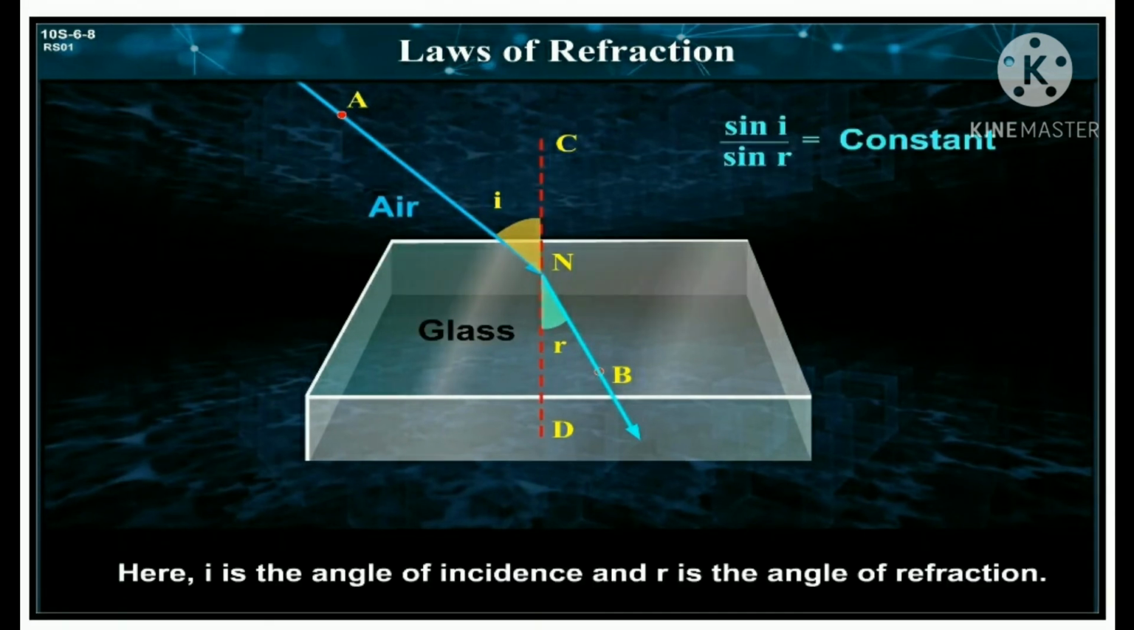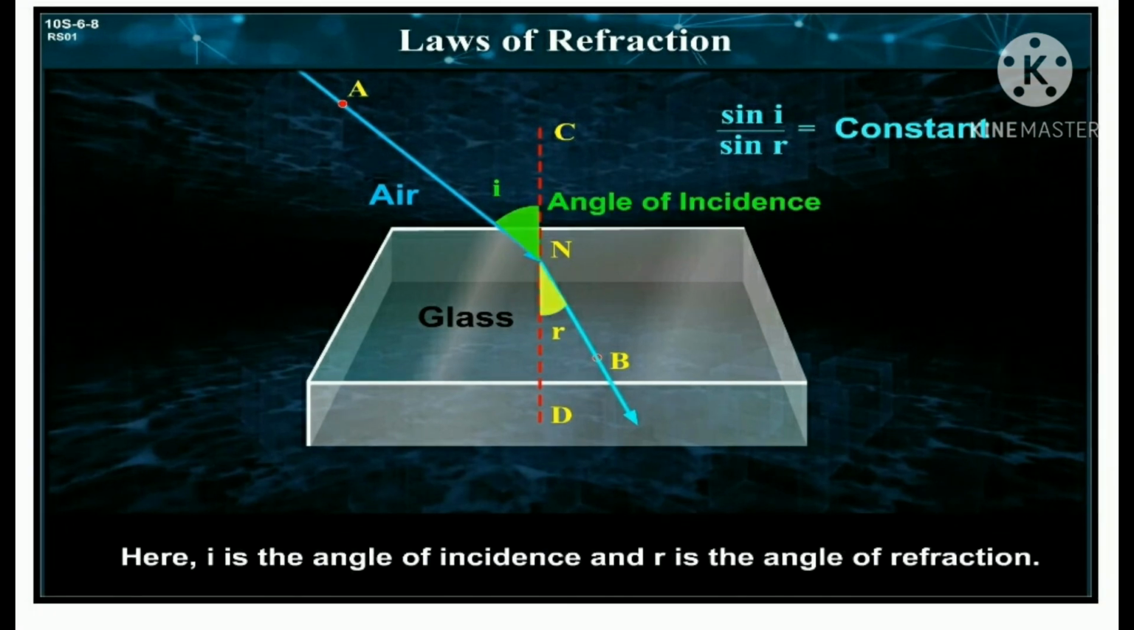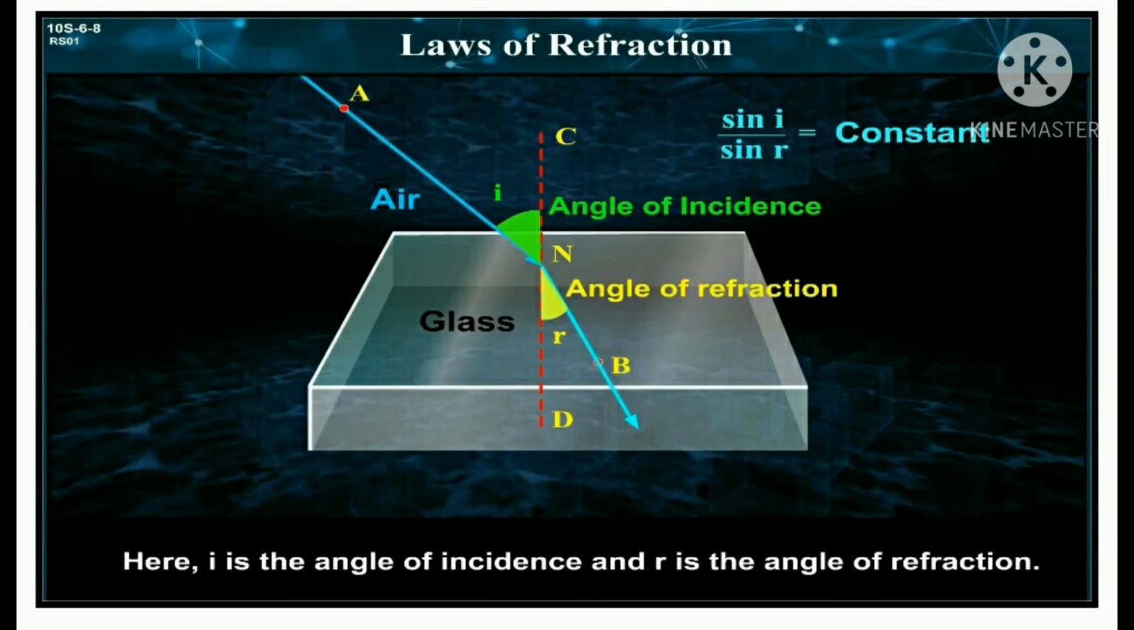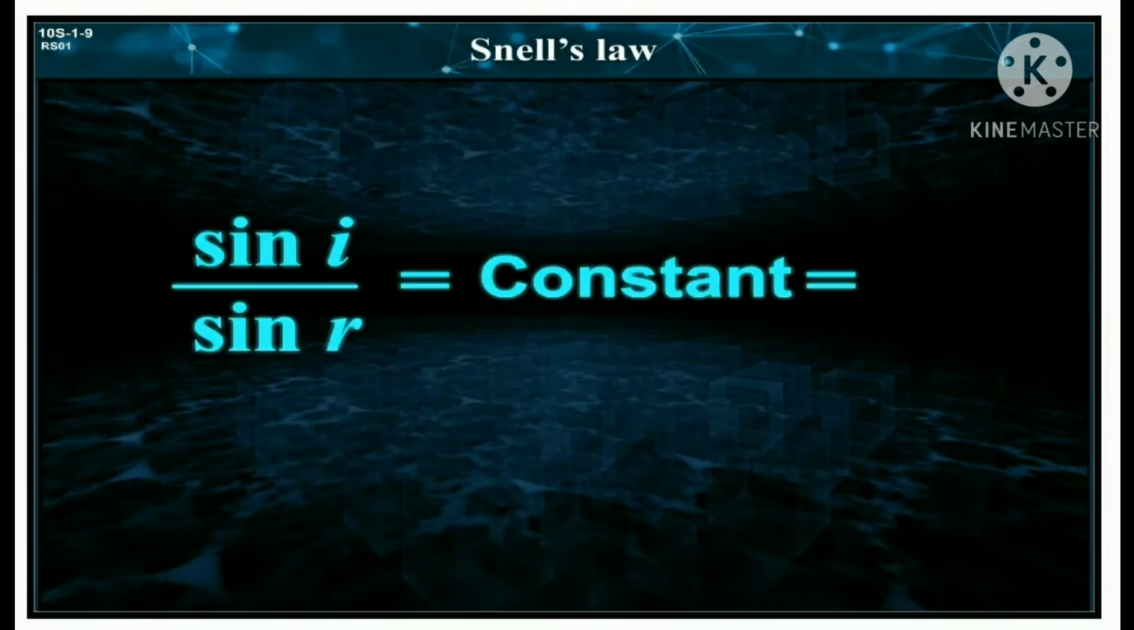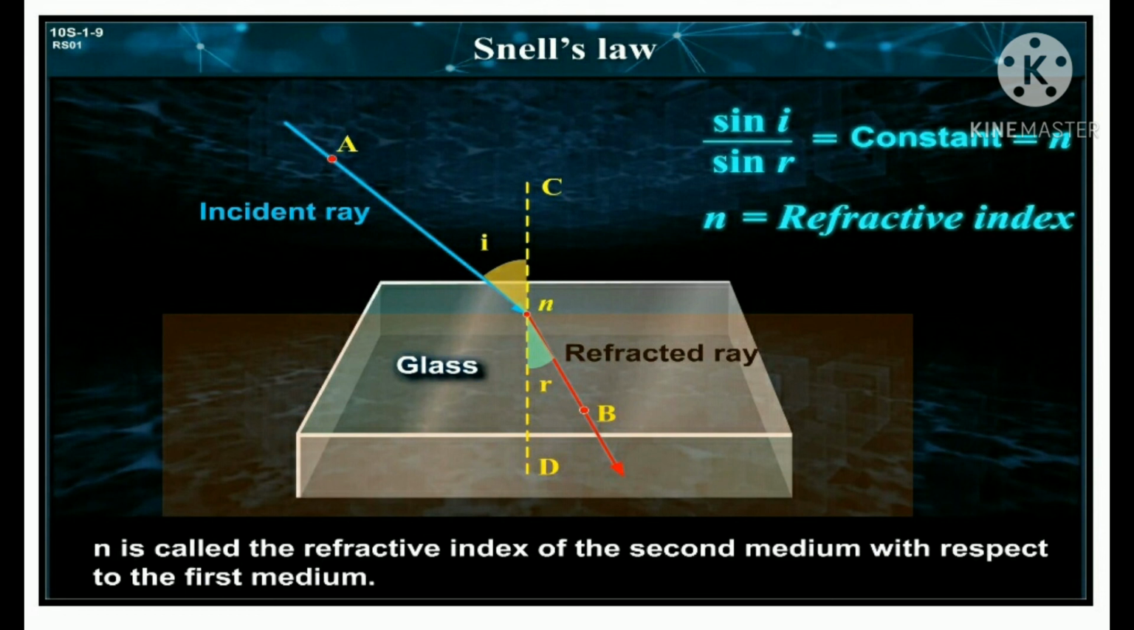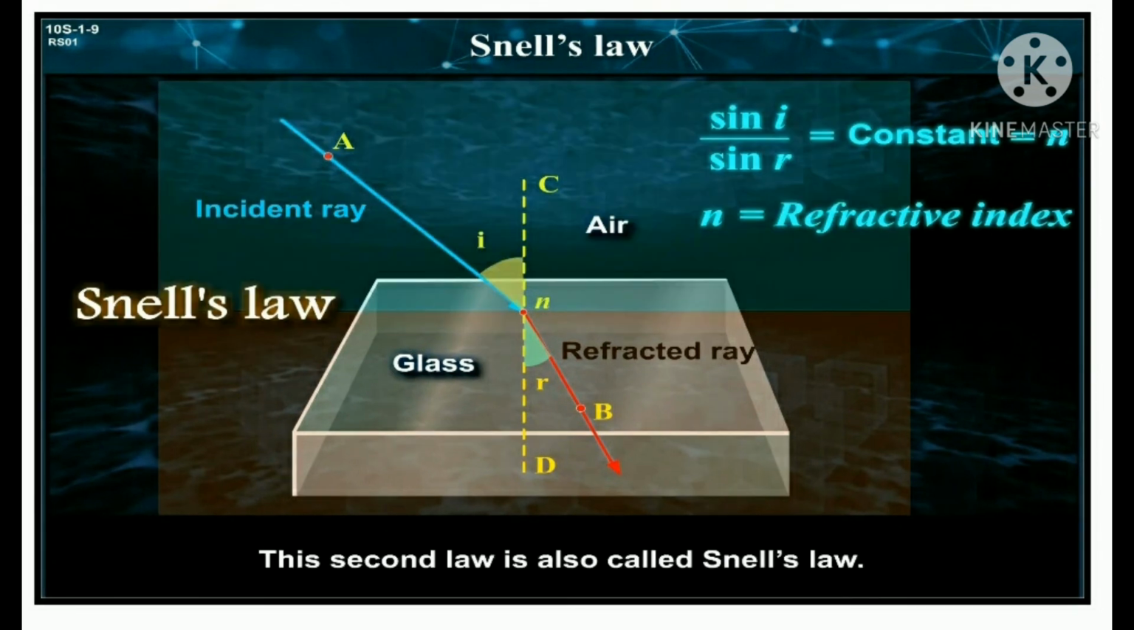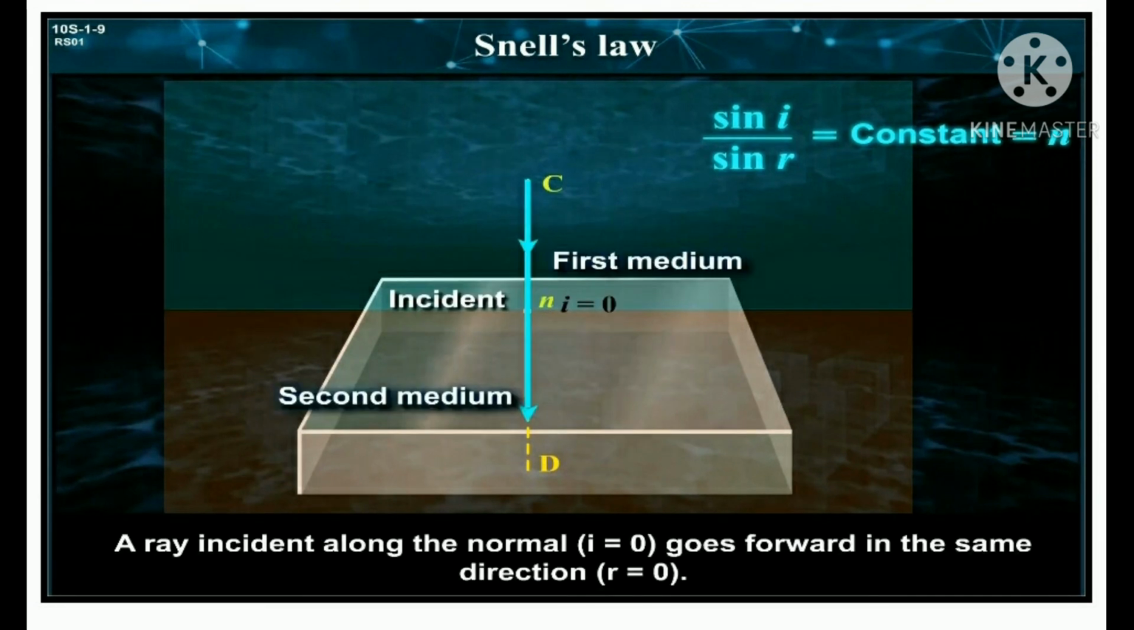Second law: for a given pair of media, here air and glass, the ratio of sin i to sin r is constant. Here i is the angle of incidence and r is the angle of refraction. Sin i upon sin r is equal to a constant, which is equal to n. n is called the refractive index of the second medium with respect to the first medium. This second law is also called Snell's law. A ray incident along the normal, i equal to 0, goes forward in the same direction, r equal to 0.